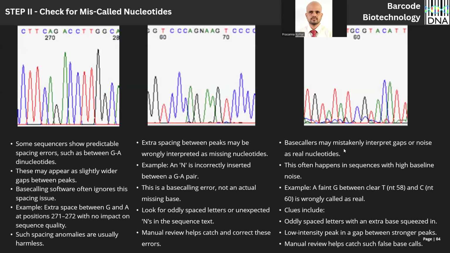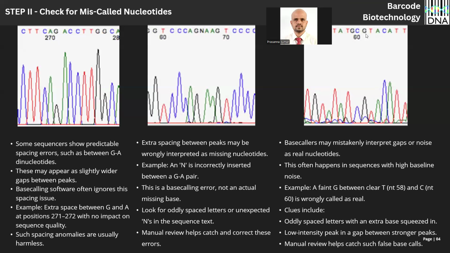Sometimes they can also mistakenly interpret the gaps or noise as a real nucleotide. Here in position 58, we have a thymine at 58. There is no peak at 59. 60 is cytosine. Why is there a guanine here? Not necessarily. If there is a guanine, it should be like this.